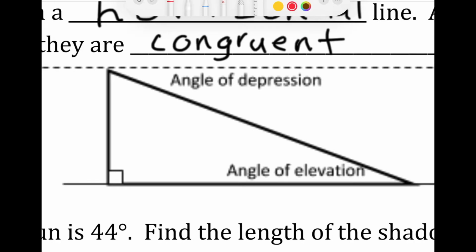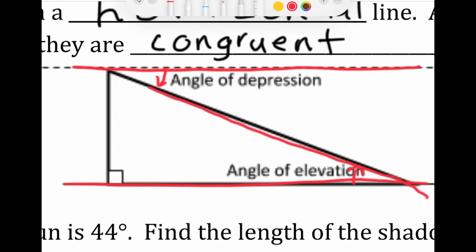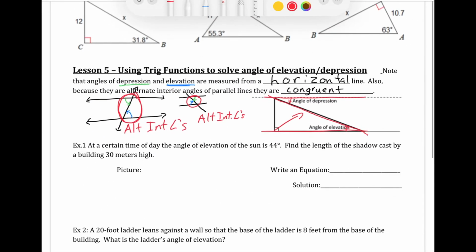Due to the fact that both angle of depression and angle of elevation are between the two parallel lines, and our transversal is going to be that hypotenuse across from the 90 degrees, our angle of depression and angle of elevation are going to be congruent to each other. Very, very important as we go into some of these word problems. So let's look at an example.